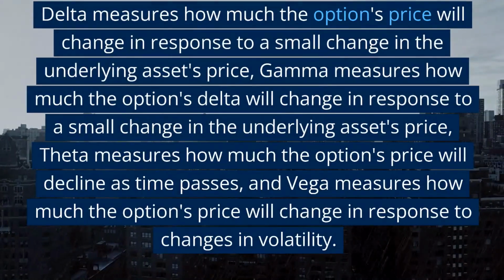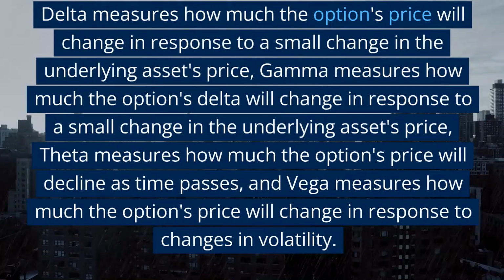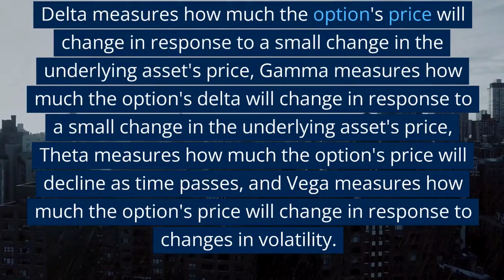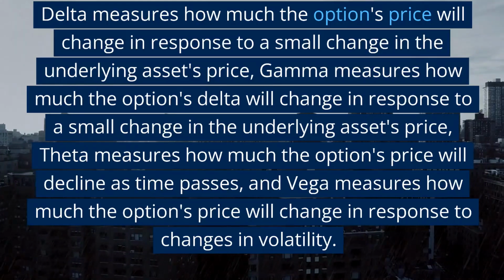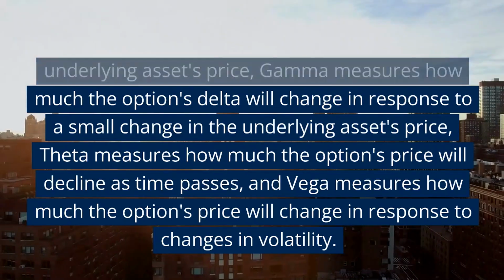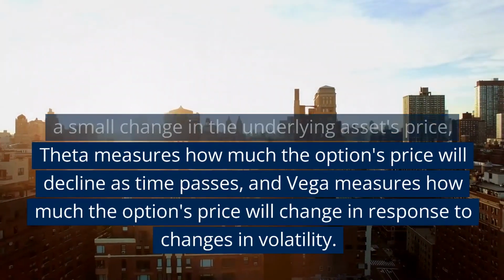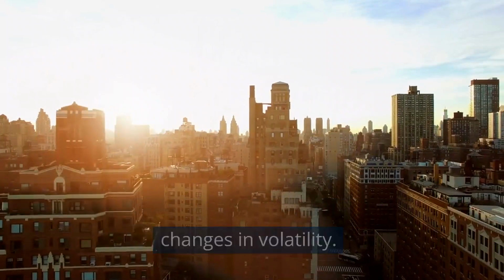Delta measures how much the option's price will change in response to a small change in the underlying asset's price. Gamma measures how much the option's delta will change in response to a small change in the underlying asset's price. Theta measures how much the option's price will decline as time passes, and Vega measures how much the option's price will change in response to changes in volatility.